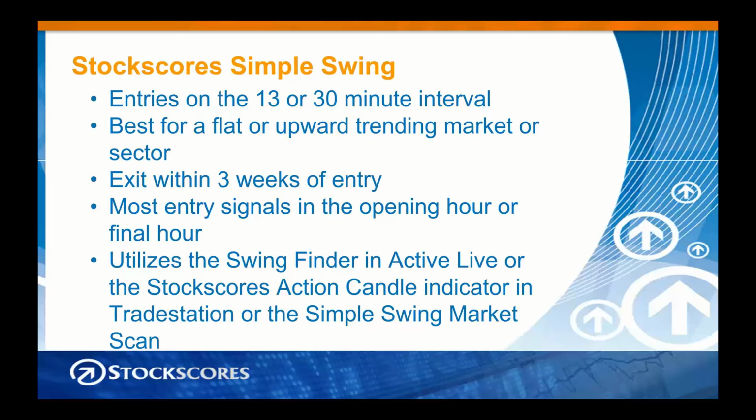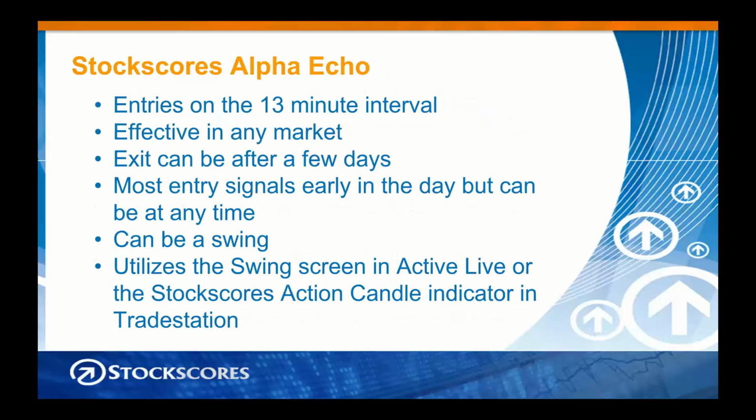Most of the signals come in the opening hour. So if you can monitor the market from 9:30 till 10:30, you'll get most of them. Some come in the pre-market, but generally 9:30 to 10:30 is the best time. We're typically out, usually within a week, but I say here within 3 weeks. Sometimes they go longer. And you're just looking for action candles on a 13-minute chart.